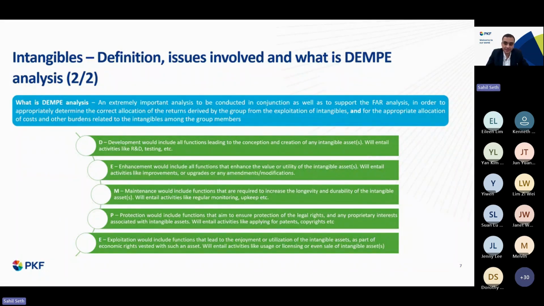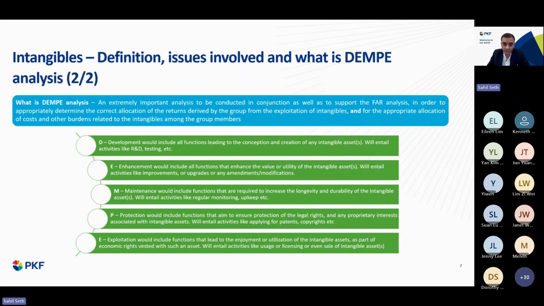Now, M stands for maintenance, right? So on a value chain, maintenance is something that could be not a high-end technical function, right? Because this is more towards ensuring that the longevity or the durability of the asset is there. So generally, it will involve regular monitoring, regular feedback, upkeep, etc. But that doesn't mean that this is not important.